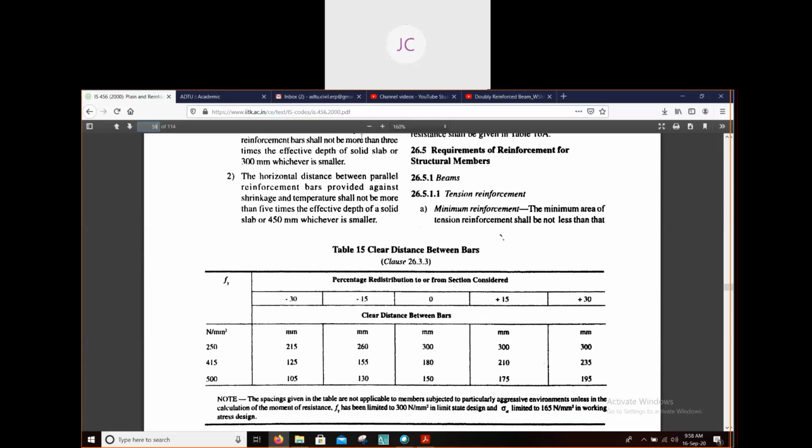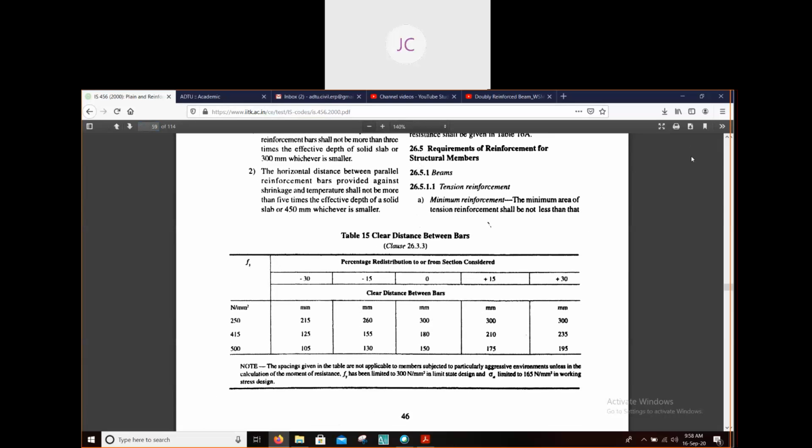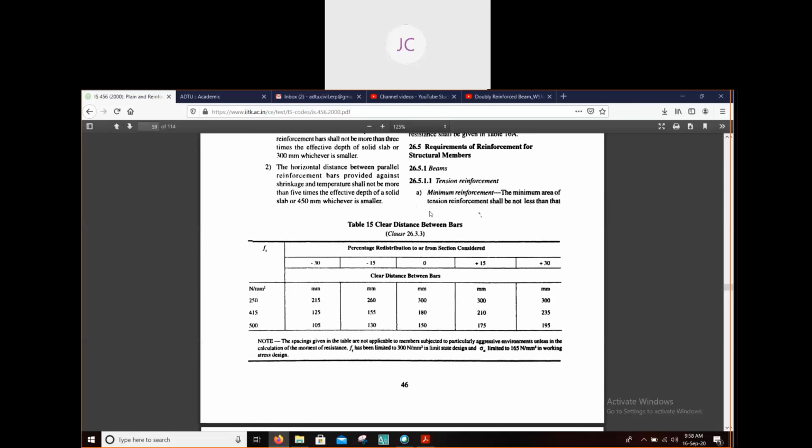Did you get the clause, everyone? Go to clause number 26.5. Go to clause number 26.5. Did you get that? Did you get the clause? Okay. I hope all of you could find it.